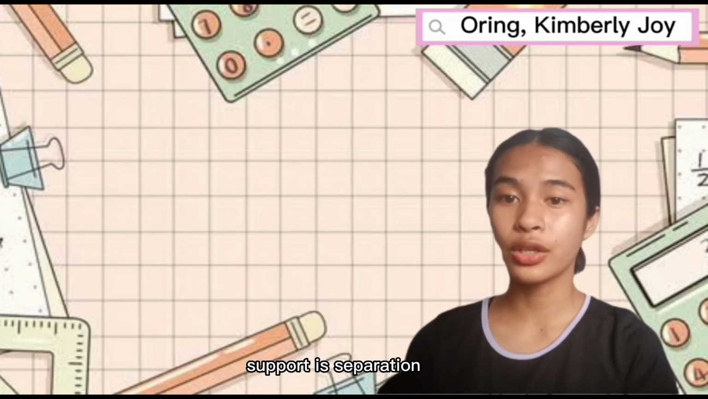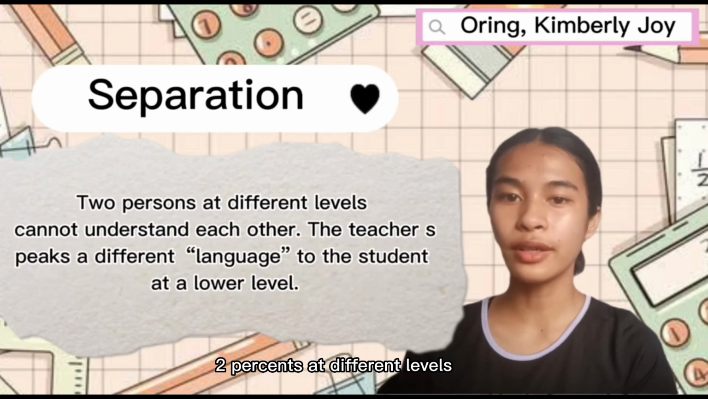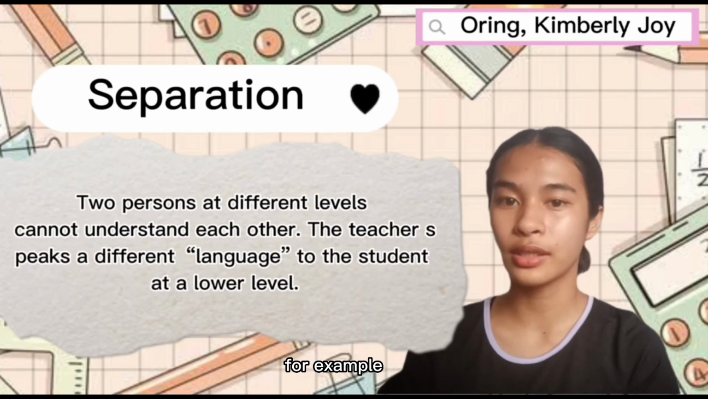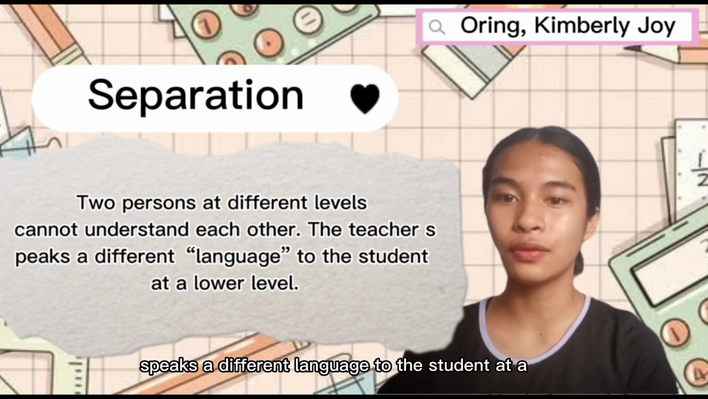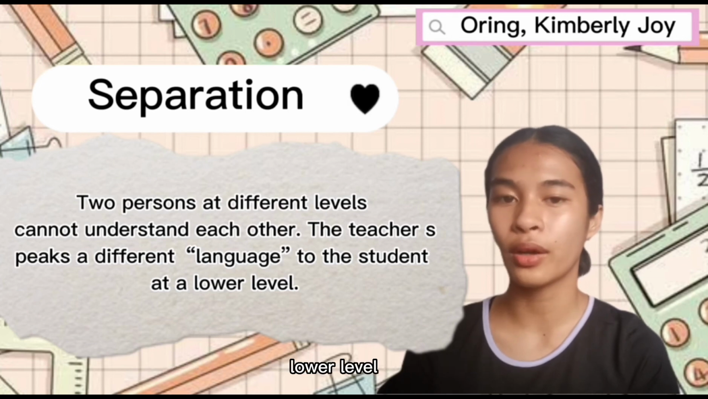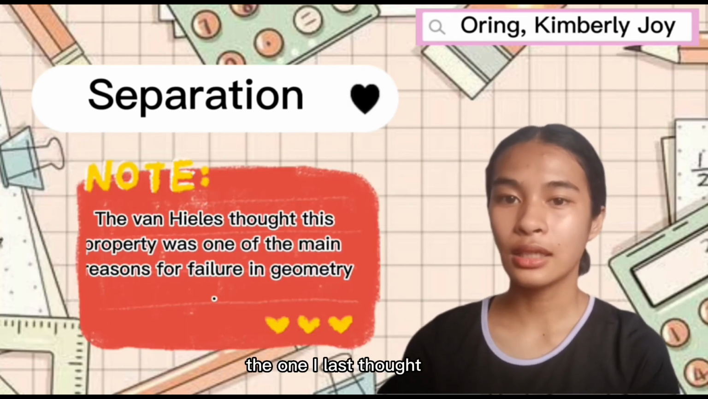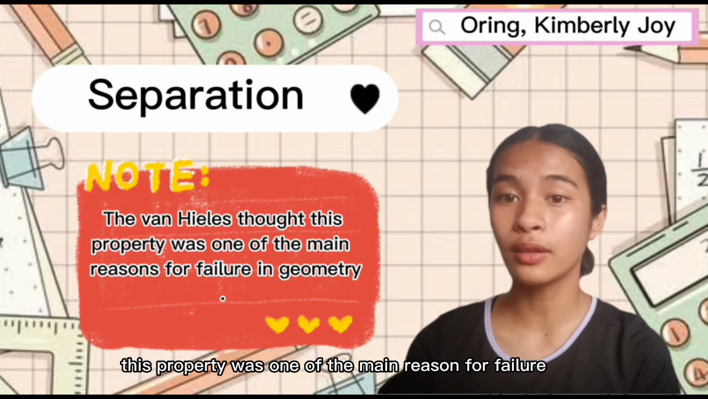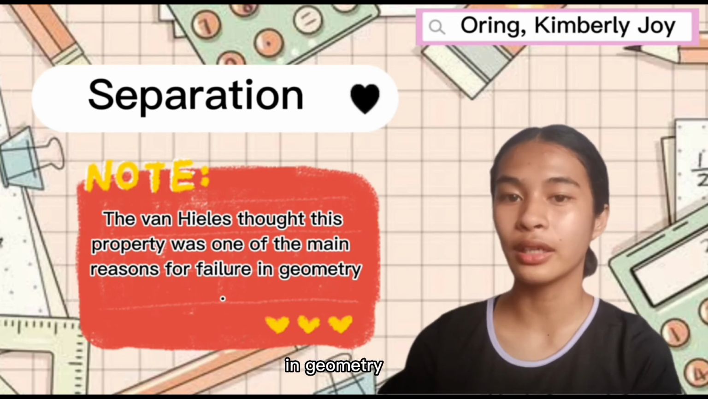Fourth is separation. Two persons at different levels cannot understand each other. For example, the teacher speaks a different language to the student at a lower level. The Van Hieles thought this property was one of the main reasons for failure in geometry.